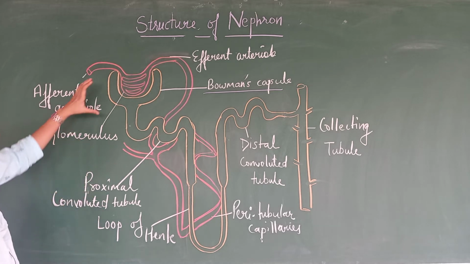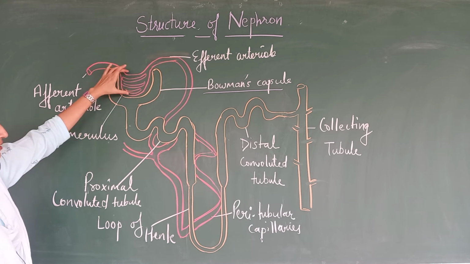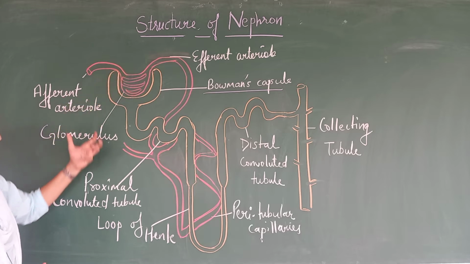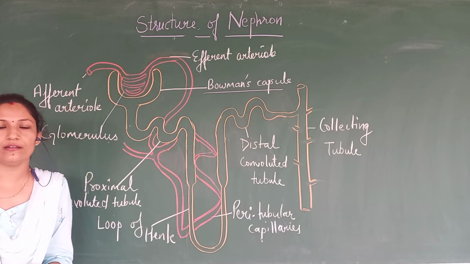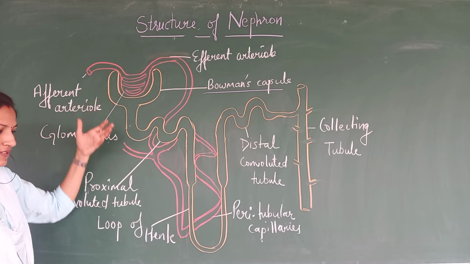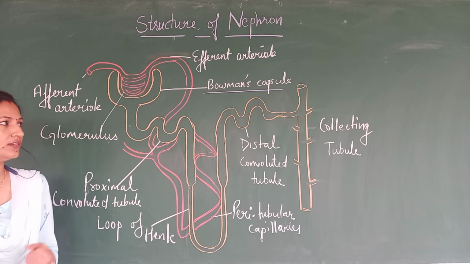Got it? So this is the first region, Bowman's capsule plus glomerulus. Glomerulus is this network of capillary, the cluster of capillary we can say. This is responsible for generating a high pressure over here. So that will result in more filtration or increase the filtration rate.